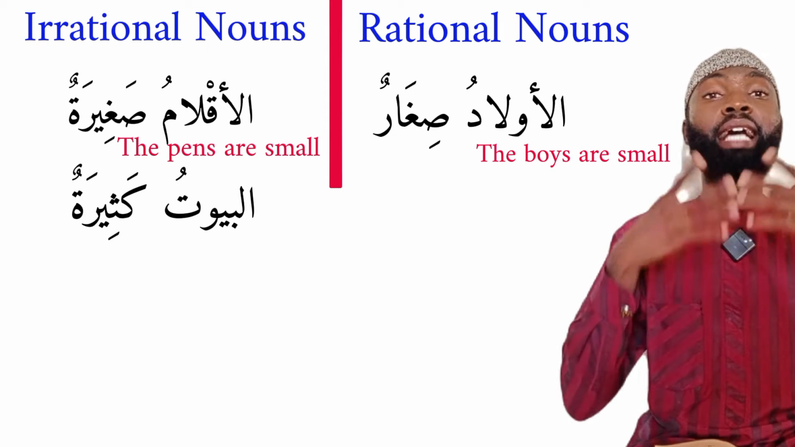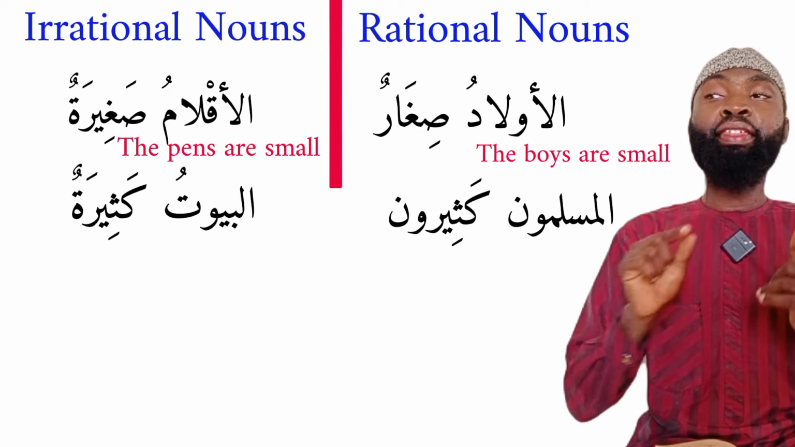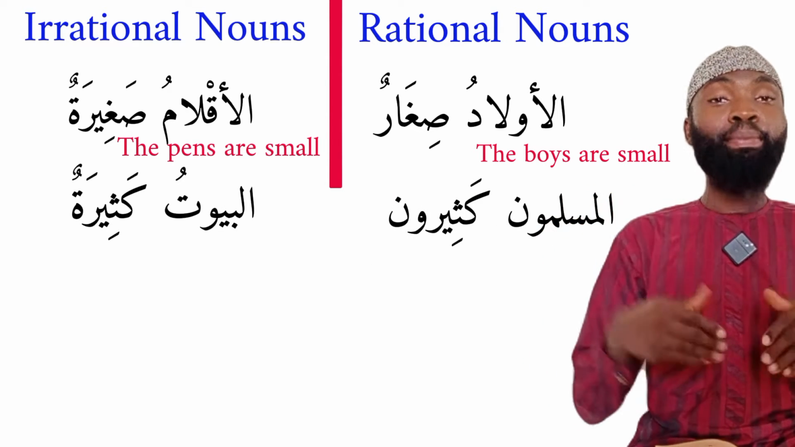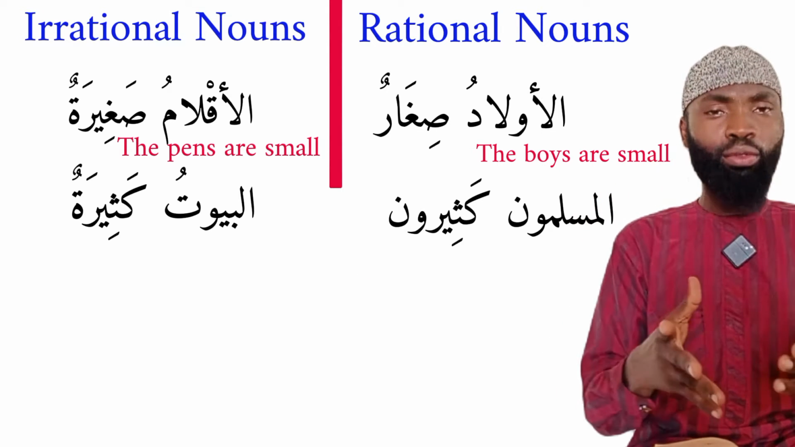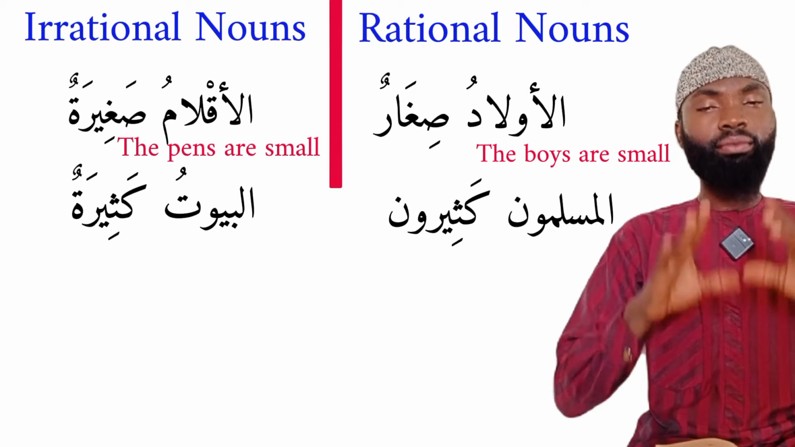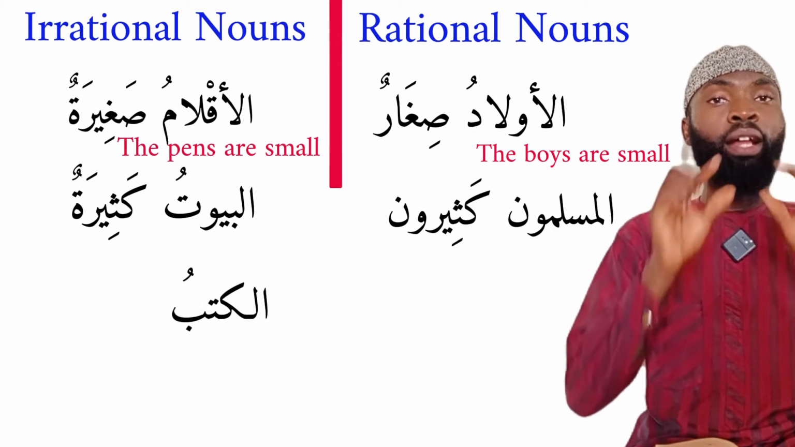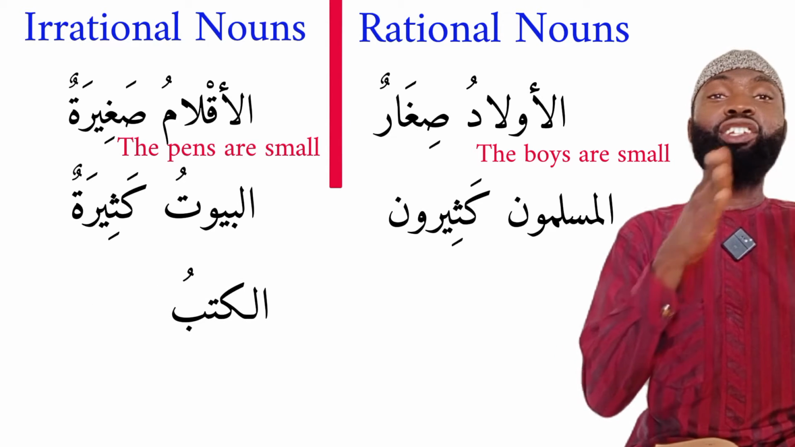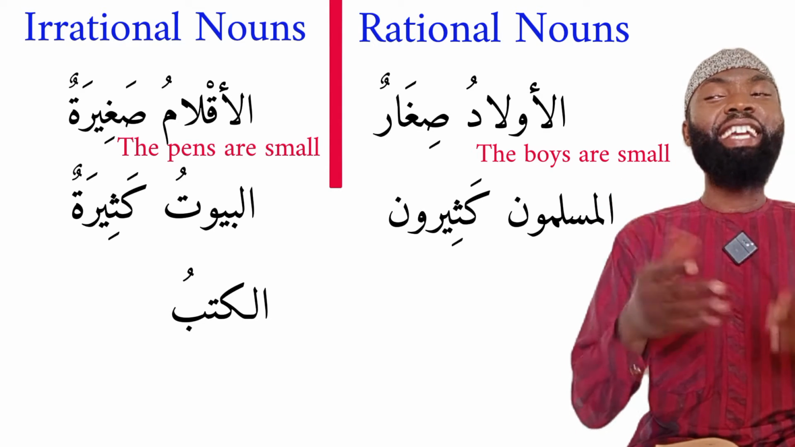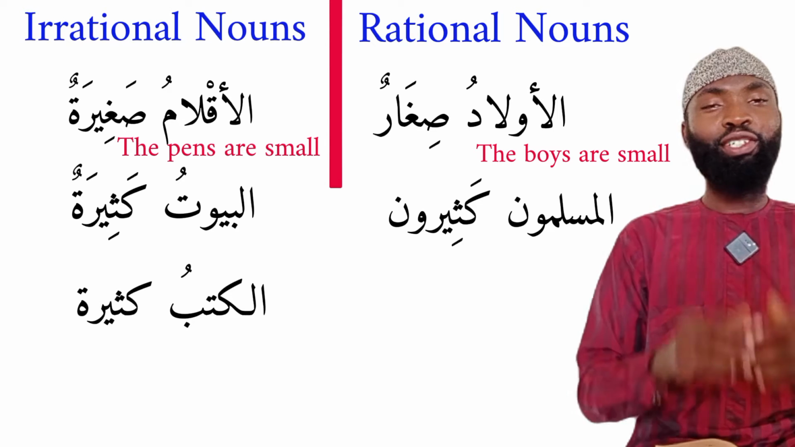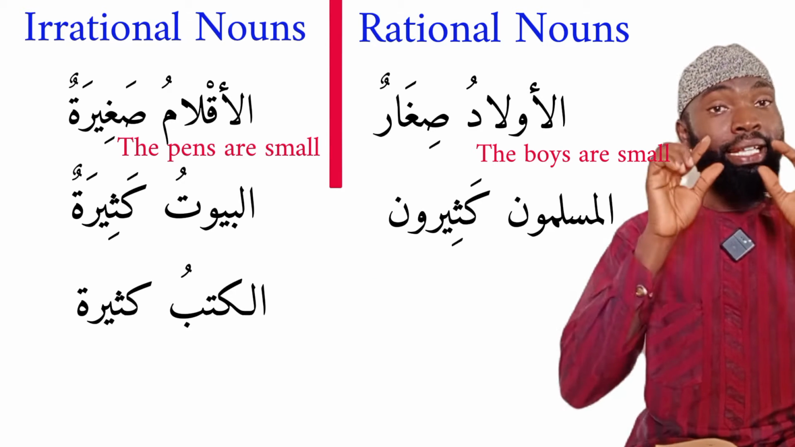Now you can say al-muslimuna kathiruna. The Muslims are many. So kathiruna is the plural form of kathirun. But when we have al-kutubu, that is the books, this is an irrational noun, you will not say kathiruna. What do you say? You simply say kathiratun. So this is very easy.